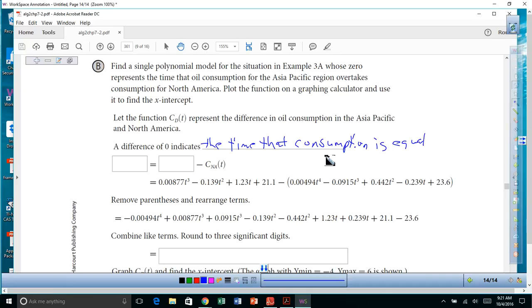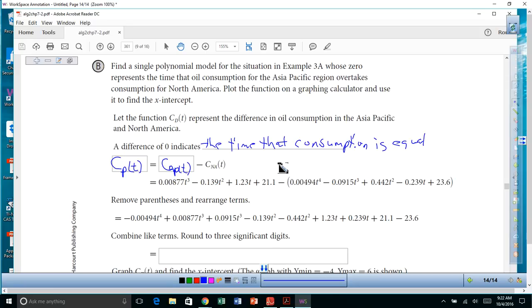So we have C of T, and then consumption of AP, Asia Pacific of T, minus the consumption of North America of T. So what do we got here? Some serious numbers. Remove the parentheses and rearrange the terms.